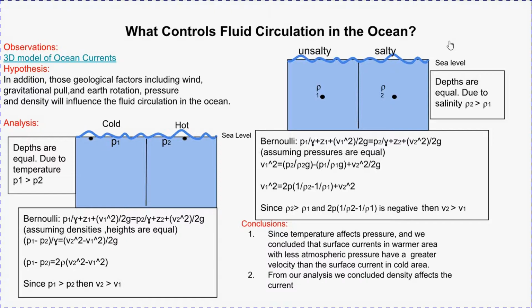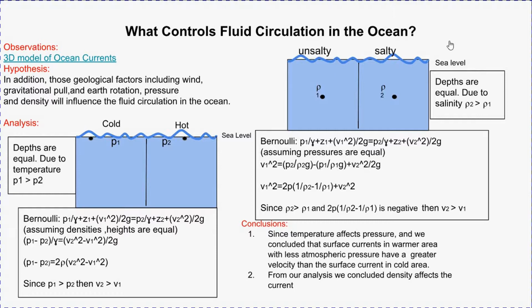After we derived from the Bernoulli equation, we found that the less the atmospheric pressure, the greater the velocity. And since the Earth has two main temperature ranges, cold and hot, this analysis and assumption work out for the surface current.